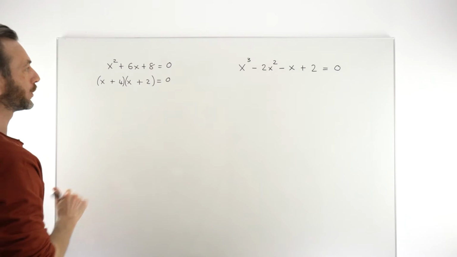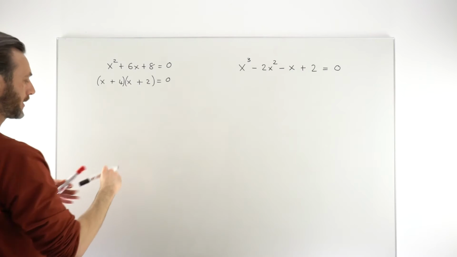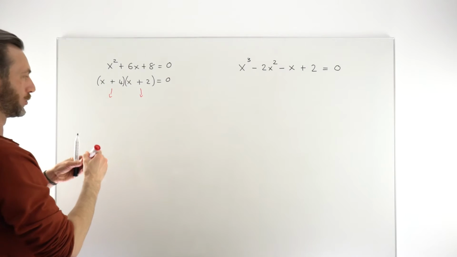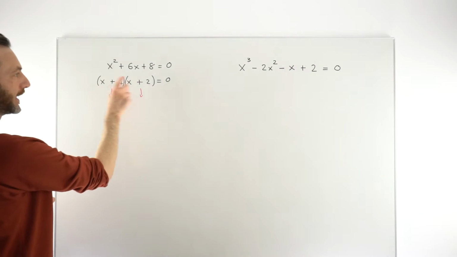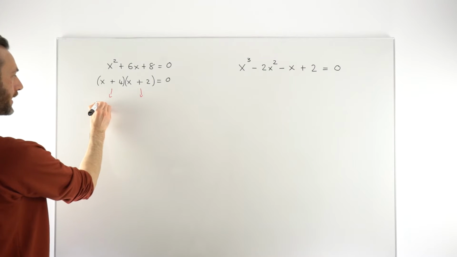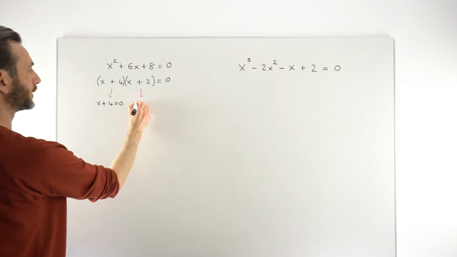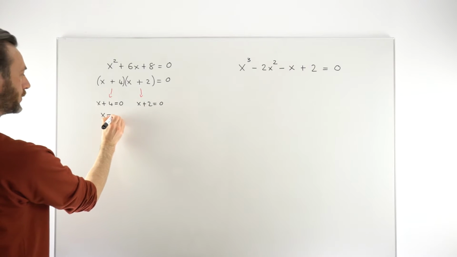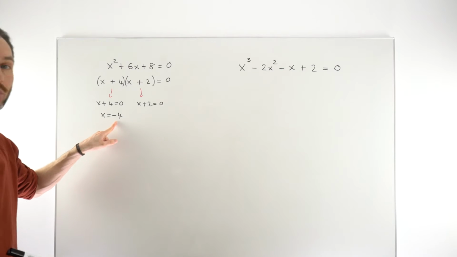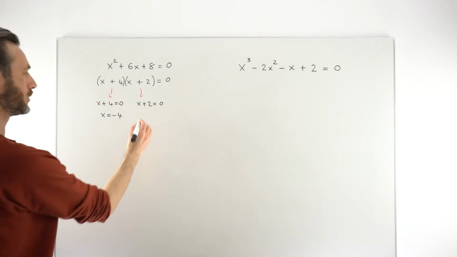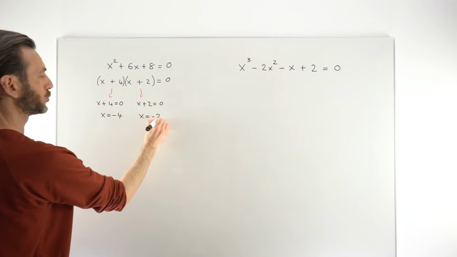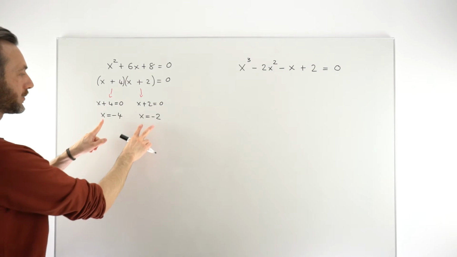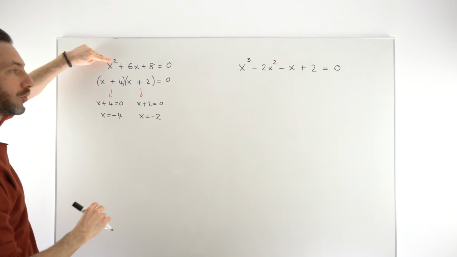So the way this one works, once you've got it factorised, we split the two brackets off into two separate equations just by setting each bracket equal to 0. For the first bracket, x plus 4 equals 0, and for the second bracket, x plus 2 equals 0. Then we just have these fairly trivial linear equations to solve. So we get x equals minus 4, that's the first solution to the equation, and then x equals minus 2 from the second factor, that's the second solution. And that's two solutions because we had a quadratic equation.